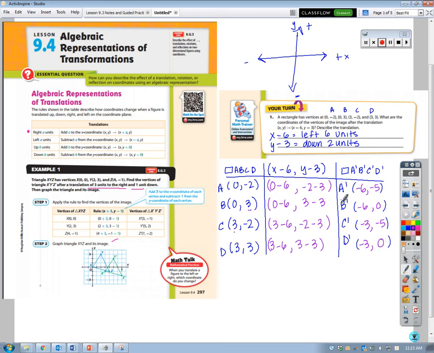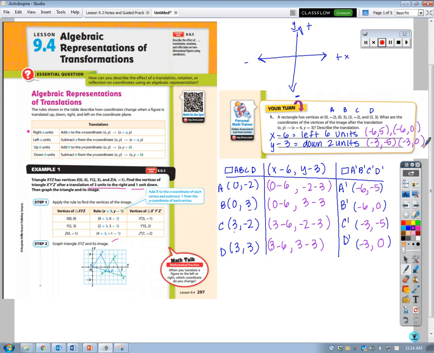So these would be my new vertices, and I would need to make sure that I listed those up here if you didn't make a table. So these would be my new vertices. -6 and -5, -6 and 0, -3 and -5, and -3 and 0. So that's using the rules of translation to get the vertices without graphing.